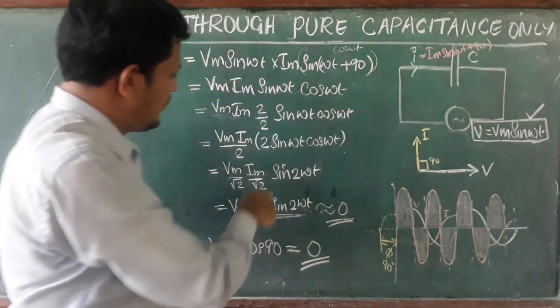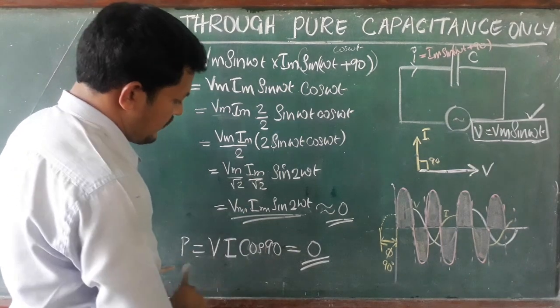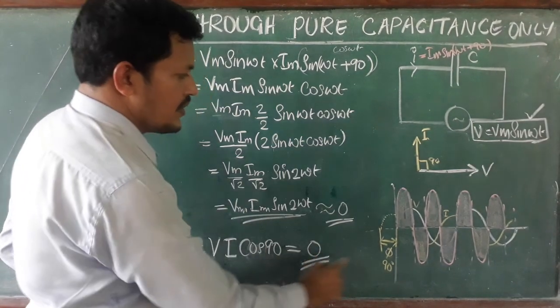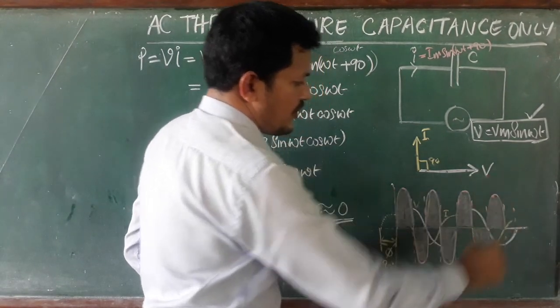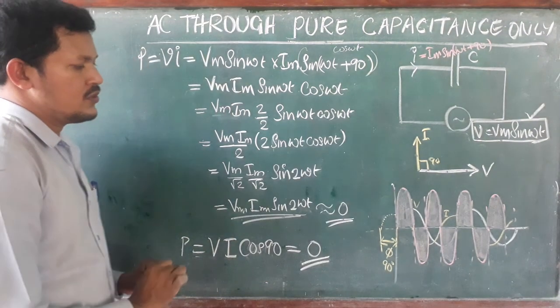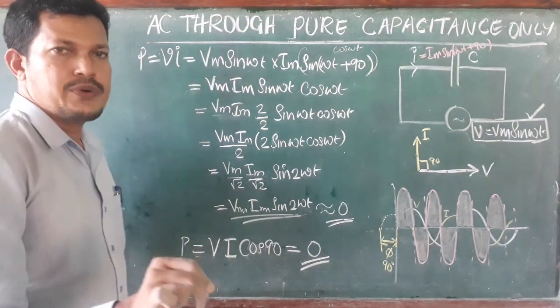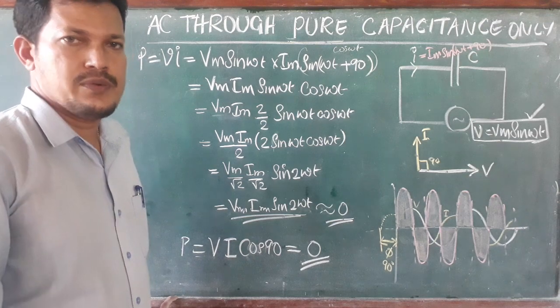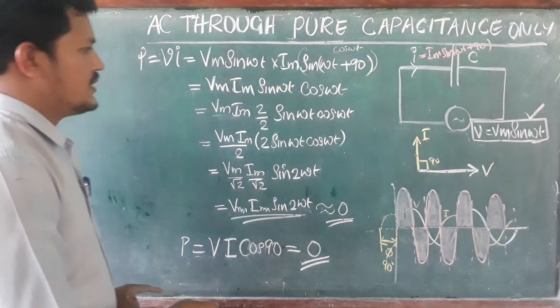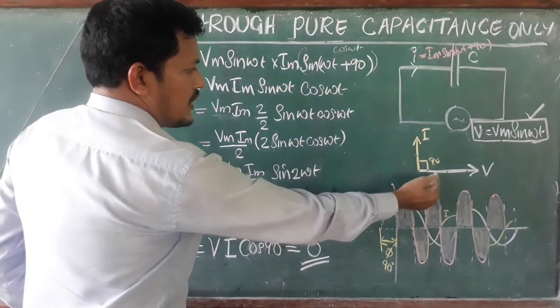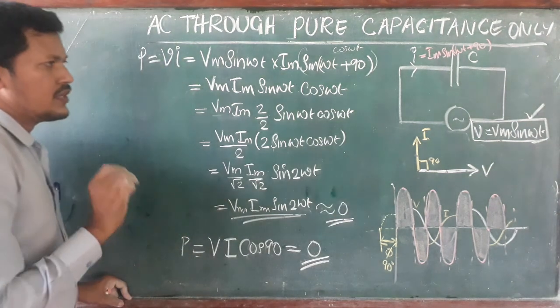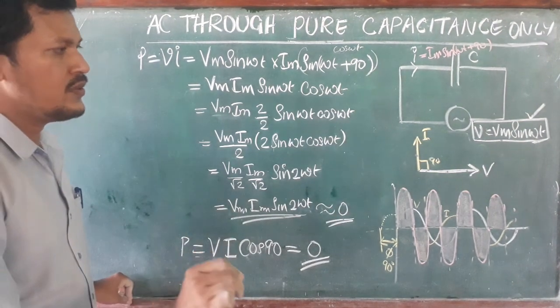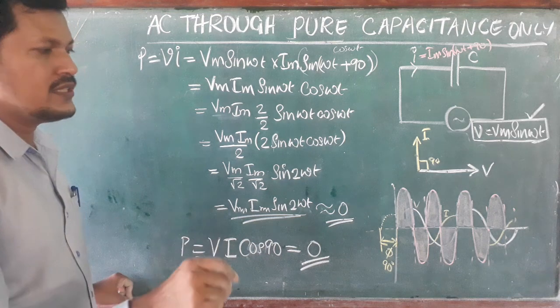From the circuit diagram we found the expression for current, then we drew the phasor diagram and mathematically calculated the power. From the phasor diagram we calculate the power, and from the waveform we also draw the power. So everything shows the power in the pure capacitor is 0. Clear? So you have to remember that power is 0 and the current is leading the voltage by 90 degrees.